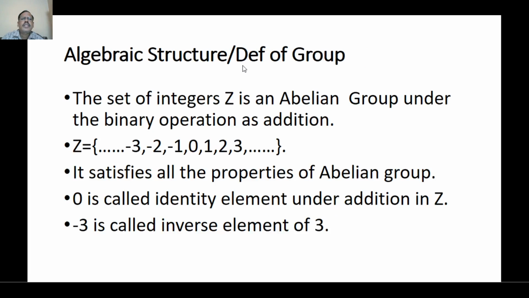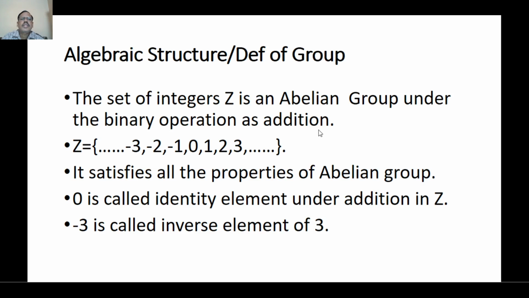Set of all integers, it is denoted by Z. It is an abelian group under the binary operation addition. So under addition, Z becomes an abelian group. That means it satisfies all the properties: closure, associative, identity, inverse and commutative property, because it is an abelian group. So Z is equal to these numbers, and if you add any two numbers, 1 plus 2, 2 plus 3, minus 2 minus 1, minus 3 minus 2, minus 1 plus 1 is 0, so all are integers.